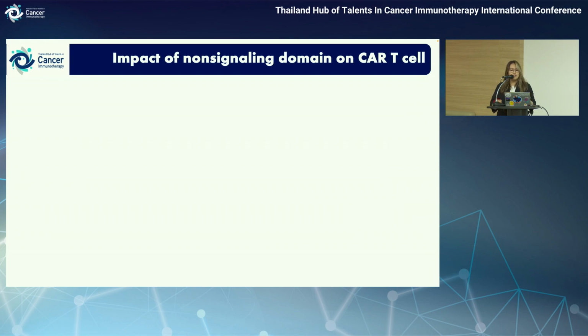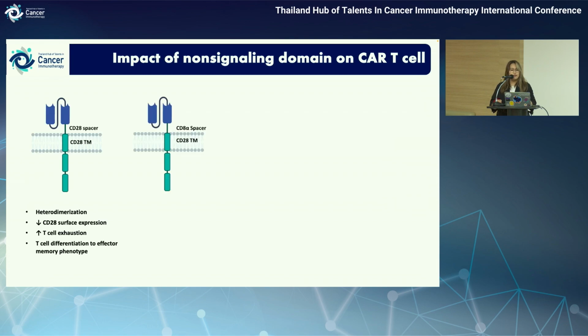Different combinations of non-signaling domains have their own pros and cons. CD28 has resulted in heterodimers in combination with either a CD8 or CD28 spacer in CAR T cells. This resulted in reduced expression of the surface CD28 and may result in impaired CAR T cells, as it increases susceptibility to T cell exhaustion and differentiation to an effector memory phenotype. However, when the CD28 transmembrane was paired with an IgG-derived spacer, it resulted in inefficient heterodimerization.